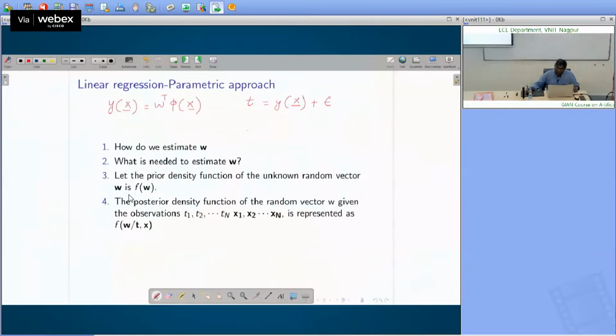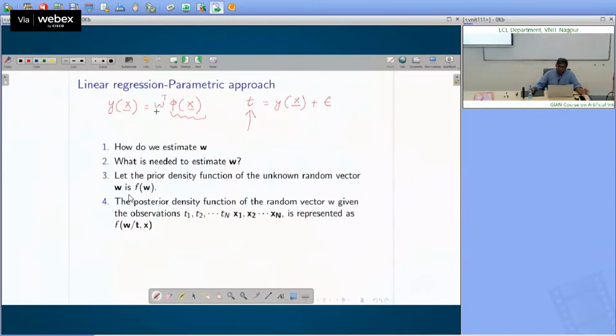What we observe is T only, but what I need is this Y of x. Y of x is related to x using W transpose phi of x. The basis function phi of x, we are going to fix. Phi naught of x, phi 1 of x depend upon the basis function. Those will be known values, because I can substitute x in that function and get a value out of it. What is not known is actually W.